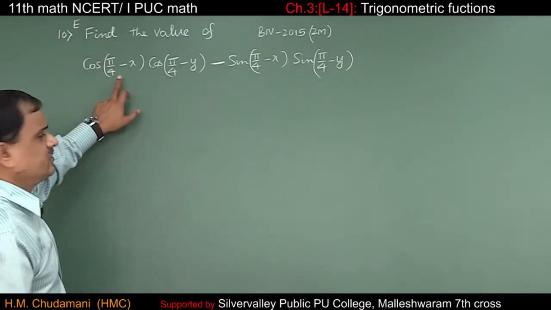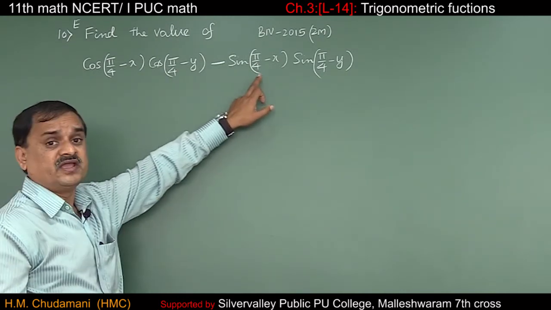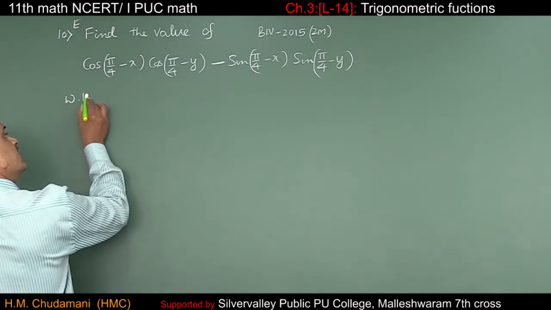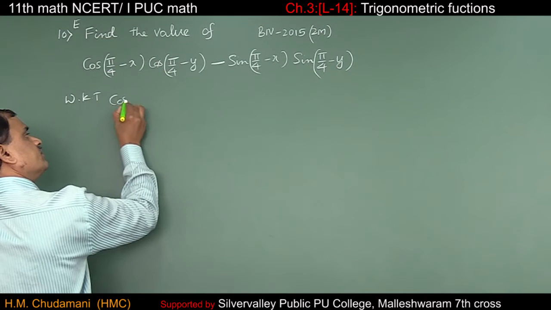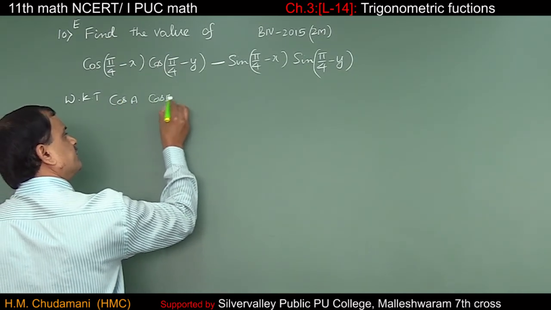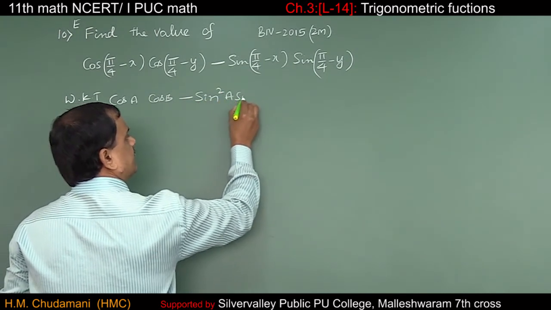Look at this. This is of the form cos A cos B minus sin A sin B. We know that cos A cos B minus sin A sin B.